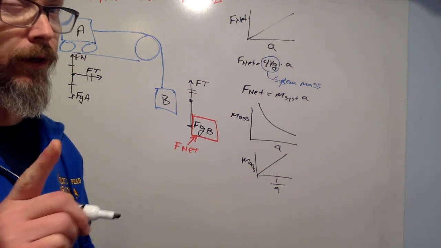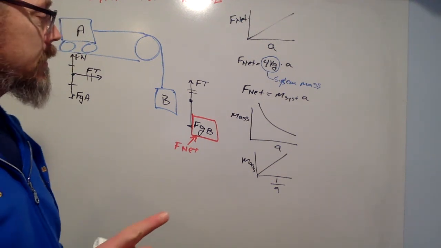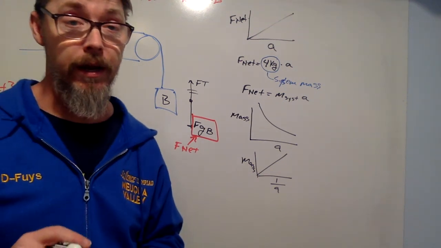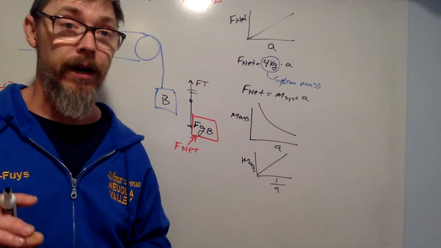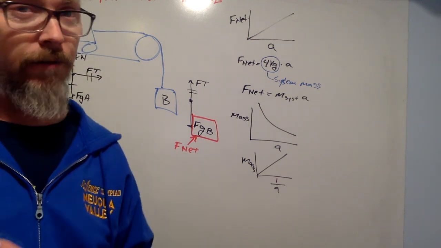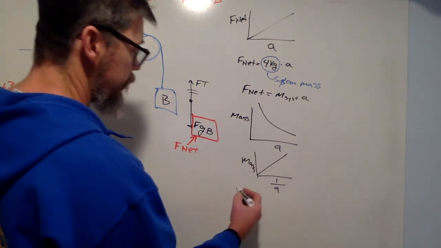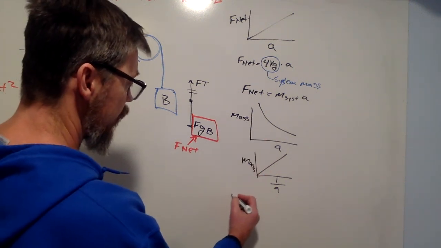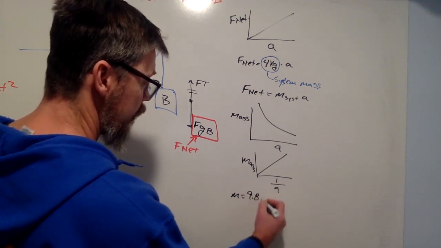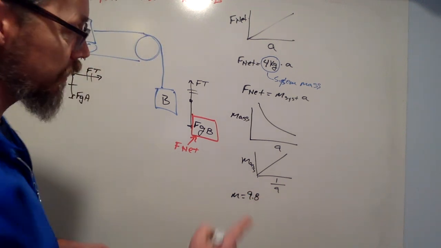So when you did that, it depended on what you had hanging there, what you decided to make your F net, because this was the one where you had to keep F net the same for every trial. So if you used the smallest mass, you would have gotten mass equals, right, 9.8.